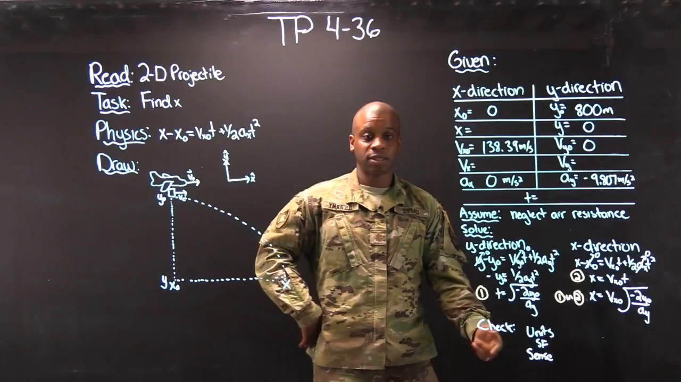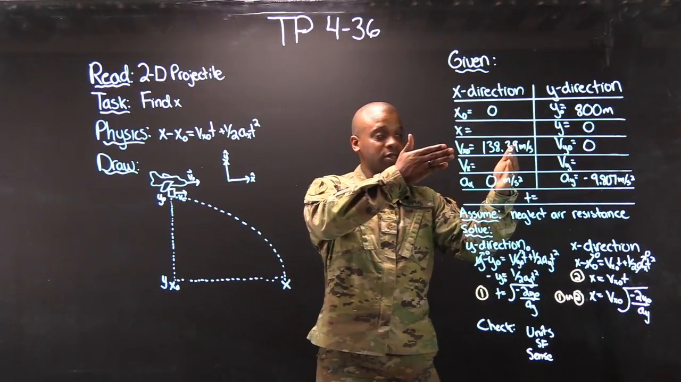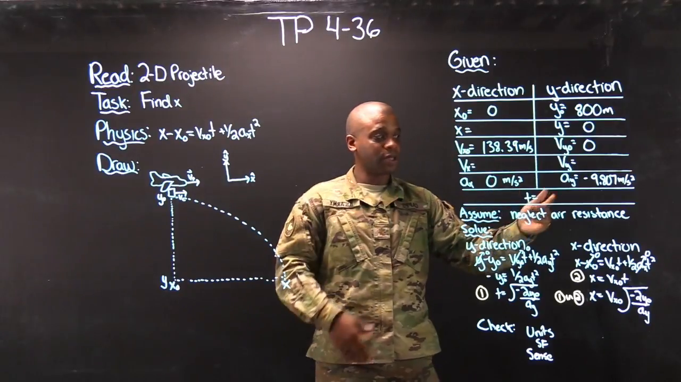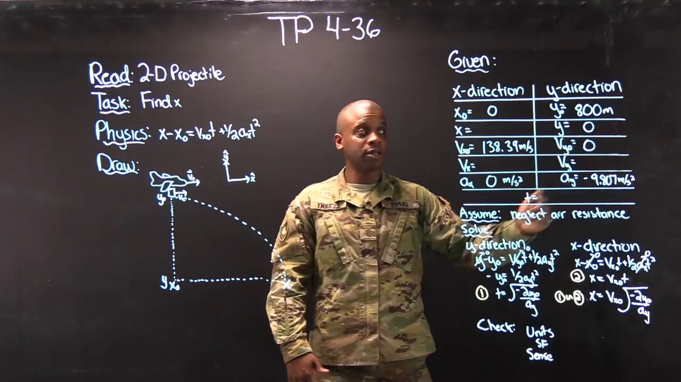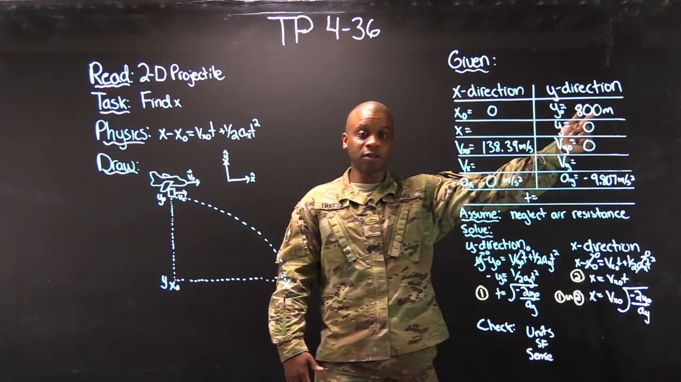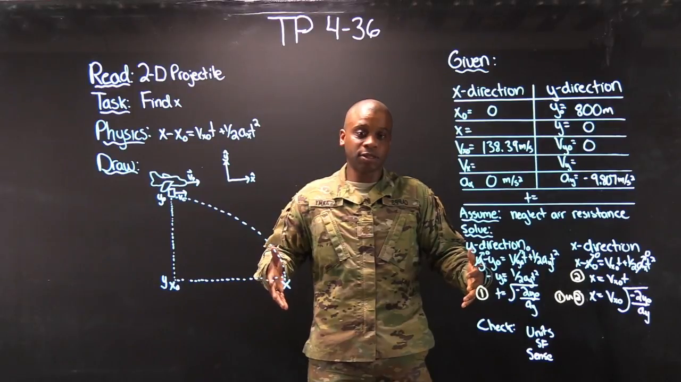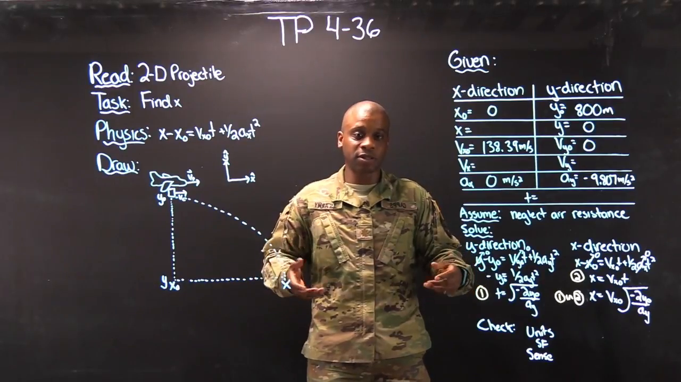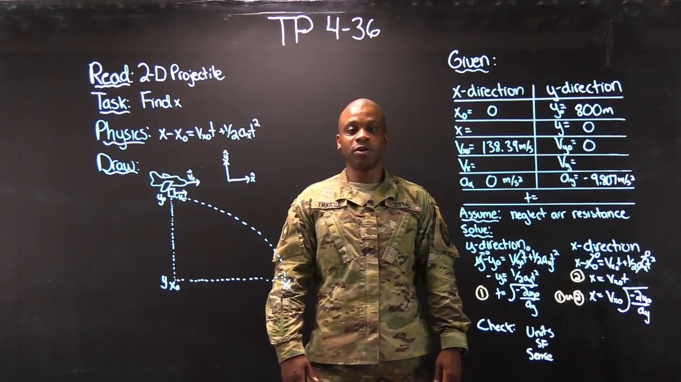Does this make sense? It does. Because my initial velocity is 138 meters per second. I'm only accelerated 9.8 meters per second squared, and I'm at a height of 800 meters. So I'm not in the millions as far as my distance is concerned. I'm not in the hundreds of thousands. I'm only at 2,000. That concludes our video on TP 4-46.